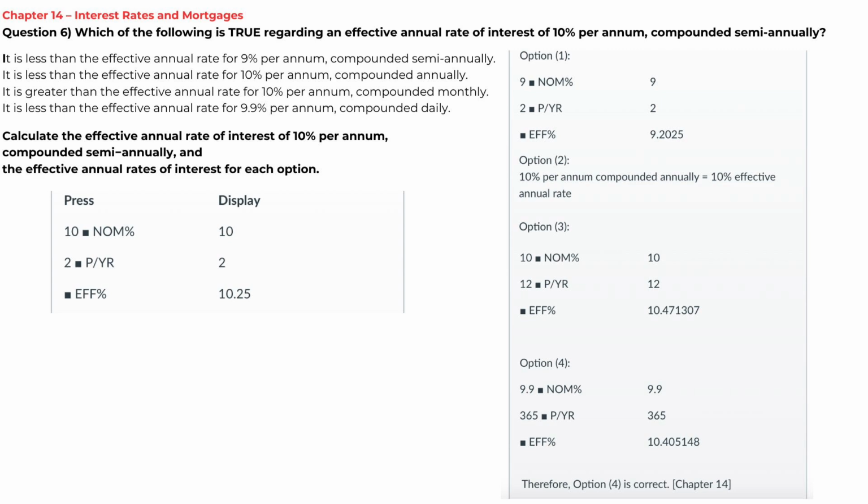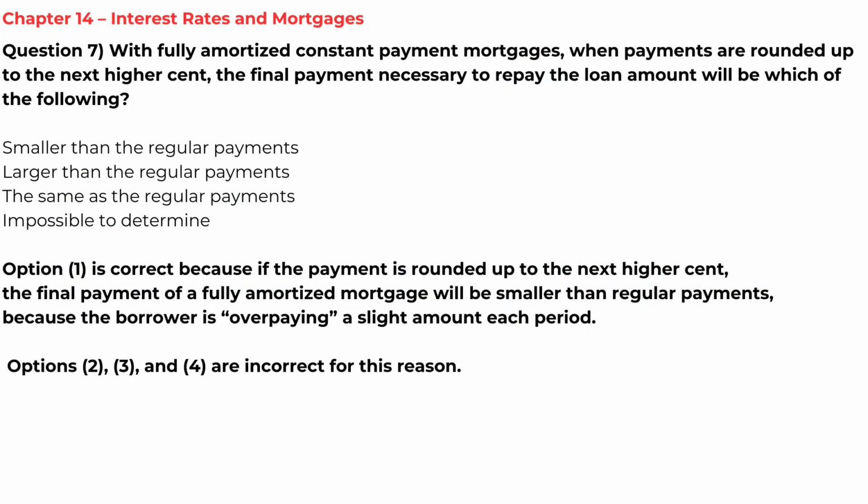Chapter 14. Question 7. With fully amortized constant payment mortgages, when payments are rounded up to the next higher cent, the final payment necessary to repay the loan amount will be which of the following? Correct answer is A, smaller than the regular payments. Option 1 is correct because if the payment is rounded up to the next higher cent, the final payment of a fully amortized mortgage will be smaller than regular payments because the borrower is overpaying a slight amount each period. Options 2, 3, and 4 are incorrect for this reason.